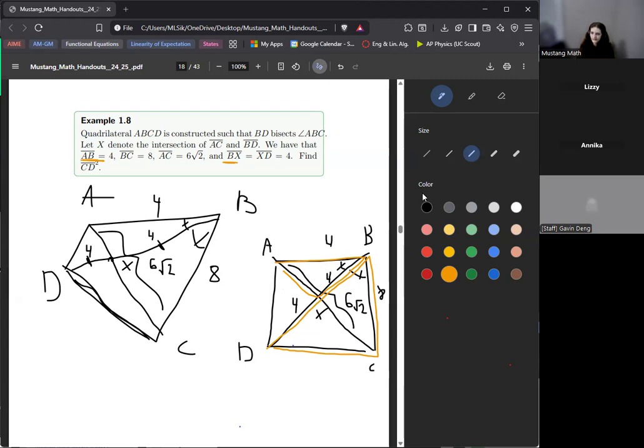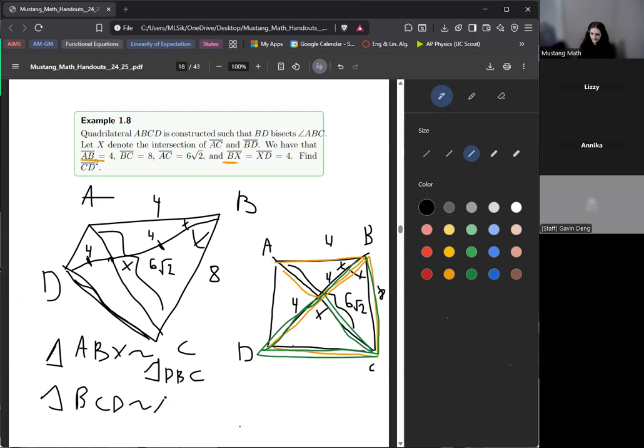Now, let me write that on the side so we don't end up mixing this up. So we end up getting triangle ABX is similar to triangle DVC. There is another pair of similar triangles that we can find, and I'm going to mark this one in green: BCD and CDX. So we know BCD is similar to CDX.